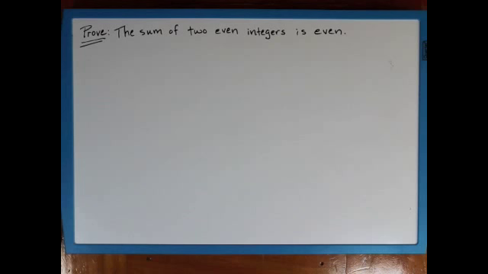And what I mean by that is I'm going to try to identify the hypotheses and the conclusion of the statement, and perhaps even write that down separately in the form of a conditional to give the proof some structure. So I could write the sum of two even integers is even this way.